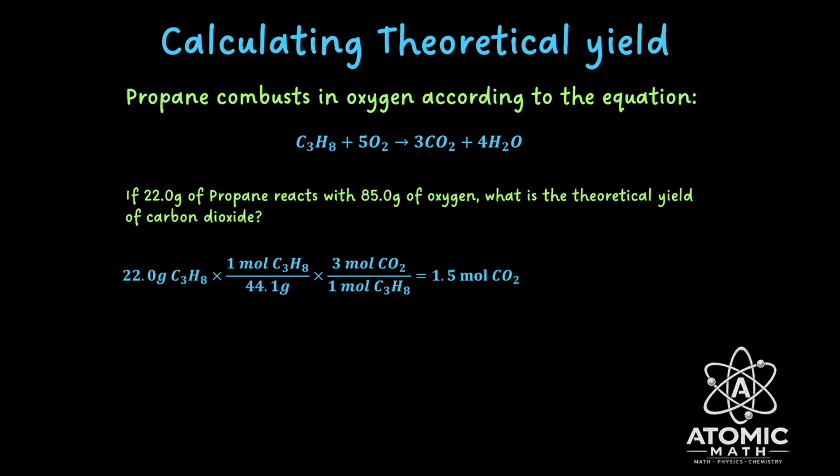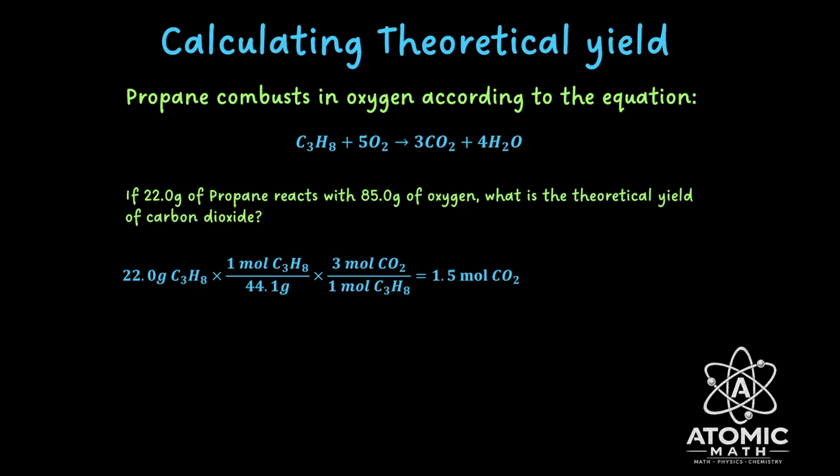Now I'm going to multiply it and say, well, 3 moles of CO2 for every 1 mole of propane. So now my moles of propane are canceled, and I'm now in moles of CO2. And of course, if I multiply that through, I get 1.5 moles of CO2. So I know that that's how much CO2 I can make from 22 grams of propane.